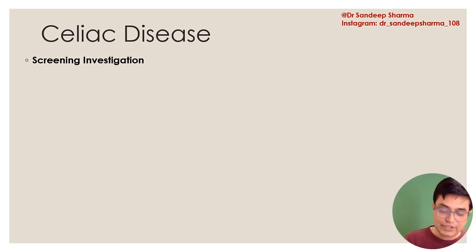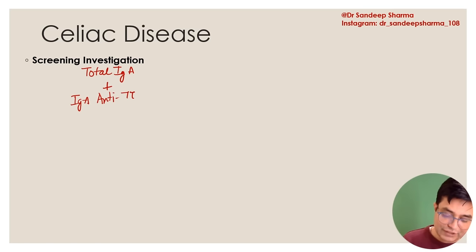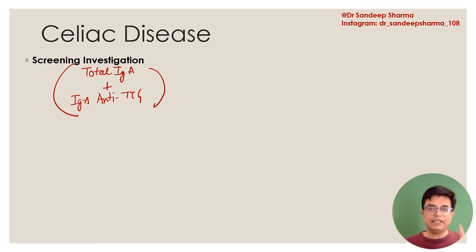The screening investigation is always doing total IgA level. Remember this: total IgA is always done along with IgA variety of anti-TTG. This combination is now considered to be the screening investigation of choice as per all standard guidelines. Earlier, TTG alone was done. It's a major update. Please update your notes.